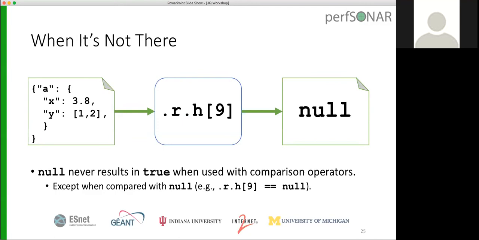When what you're looking for is not there, JQ will simply give you a null for the value. So here's the same object that we looked at in the last slide, and I'm getting .r.h9 out of it. Well, none of that exists, so JQ simply returns a null for it. Null never results in true when used with comparison operators. So if you're trying to pluck something out and see if it's greater than something else, then that's never going to evaluate as true. The exception is when you're doing comparisons against null itself. So in this case, if we were doing a comparison to see if this is null, obviously you'd get a true there because null versus null and null versus not null are valid comparisons.